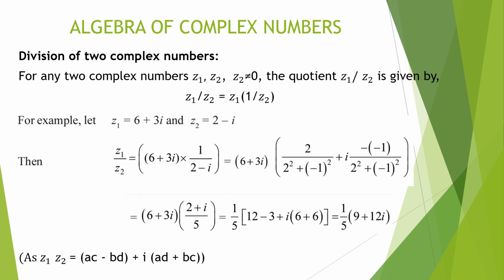We take out 1 upon 5 common. Then 6 plus 3i is multiplied by 2 plus i. Again, you know the multiplication rule for complex numbers: Z1 into Z2 is basically ac minus bd plus i into (ad plus bc). So putting the values and simplifying, you get 1 upon 5 into (9 plus 12i).